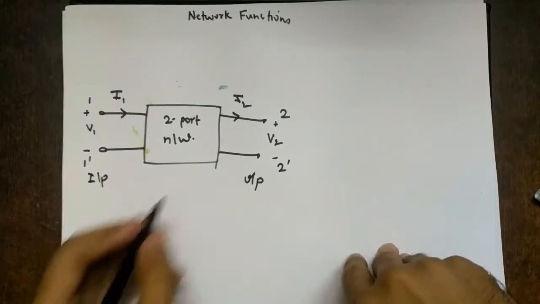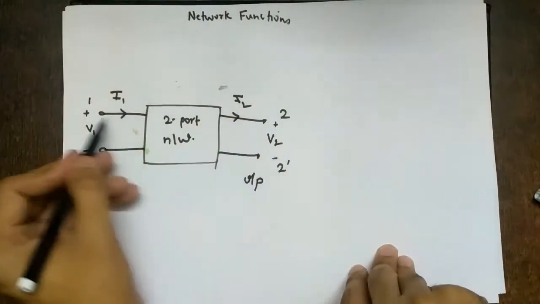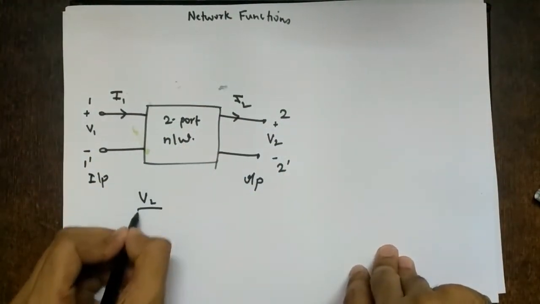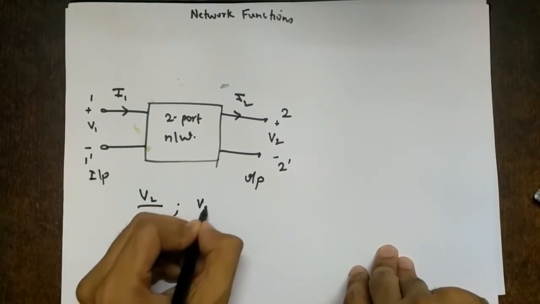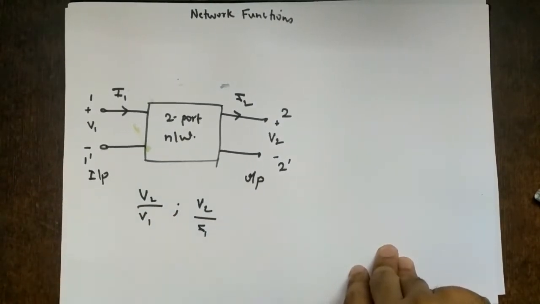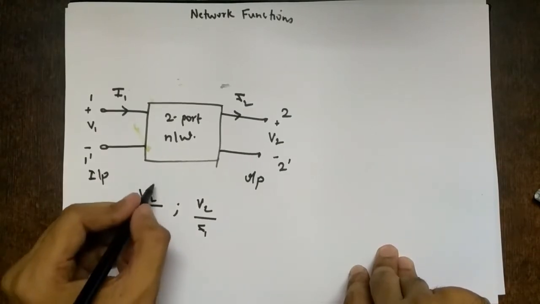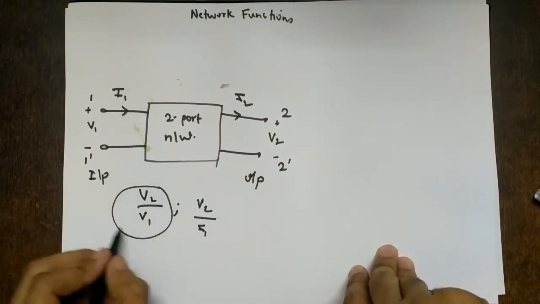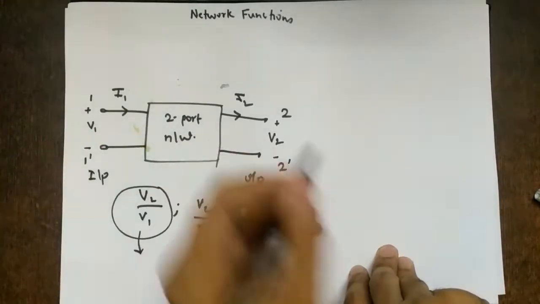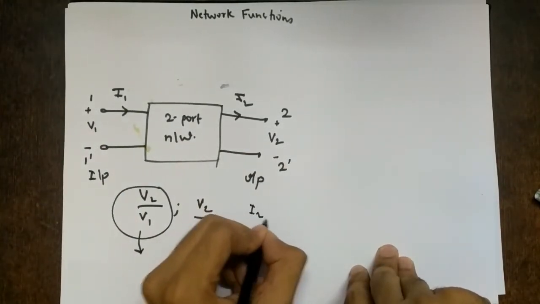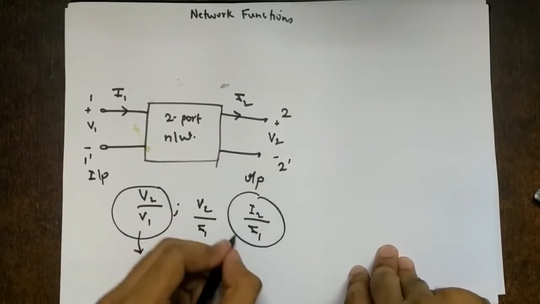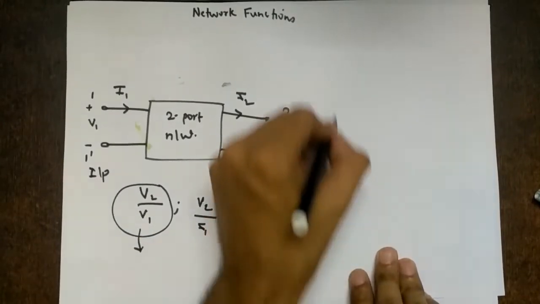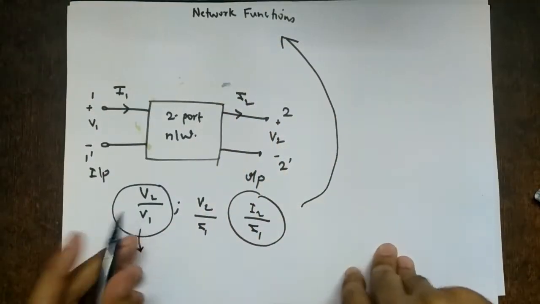So usually what we require is a relation between various things here. For example, we may require V2 by V1. Then for some application, we might require V2 by I1. You might be studying EDC, right? There you might have studied voltage gain. So V2 by V1 is nothing but voltage gain. Similarly, you might require current gain, so I2 by I1. So this is where network functions essentially come into the picture. That is why we study these topics.